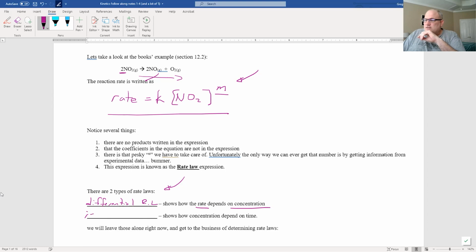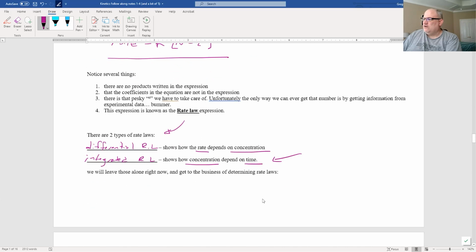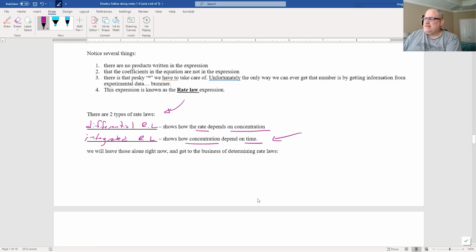Integrated rate laws show how concentration depends on time. And these are much, much more tricky. If you're good with calculus, then you're going to love this stuff because you have done integration before, and this will be wonderful for you. But for right now, I'm going to leave both of these types of rate laws alone. And in the next video, we'll talk about how we figure out the rate law from data.